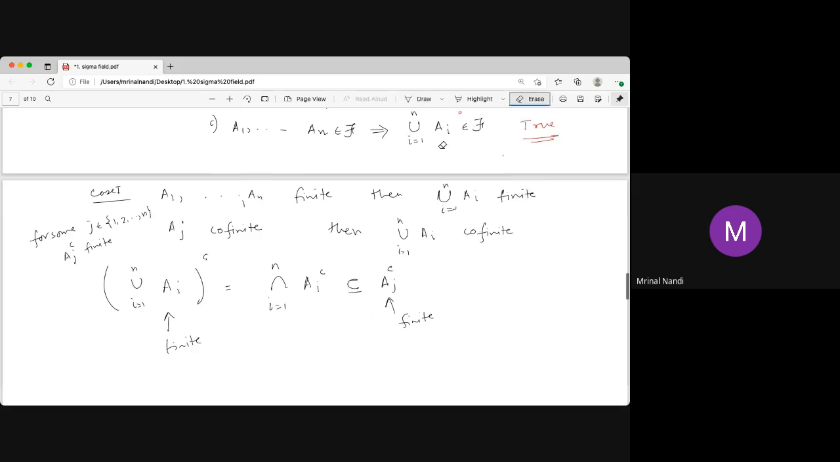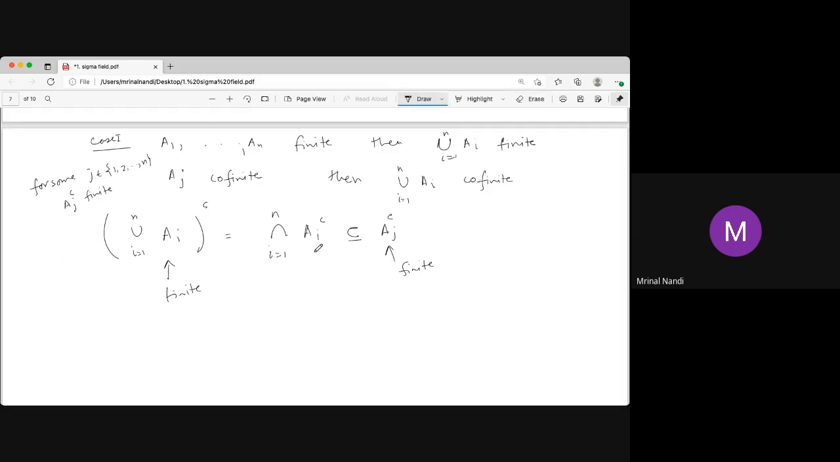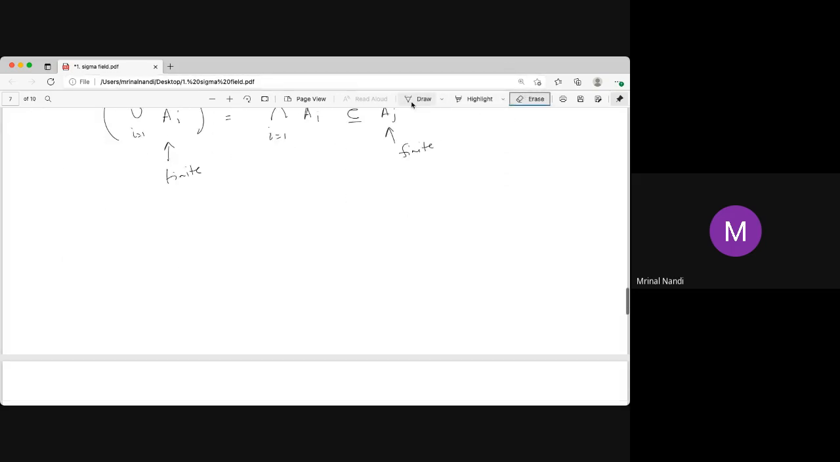Therefore, this collection is an algebra or field. But this is not a sigma-algebra. Why is this not a sigma-algebra?